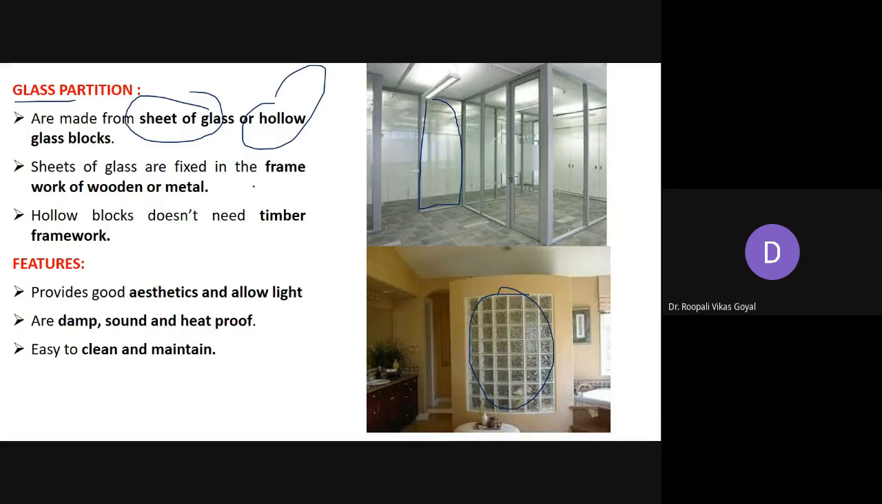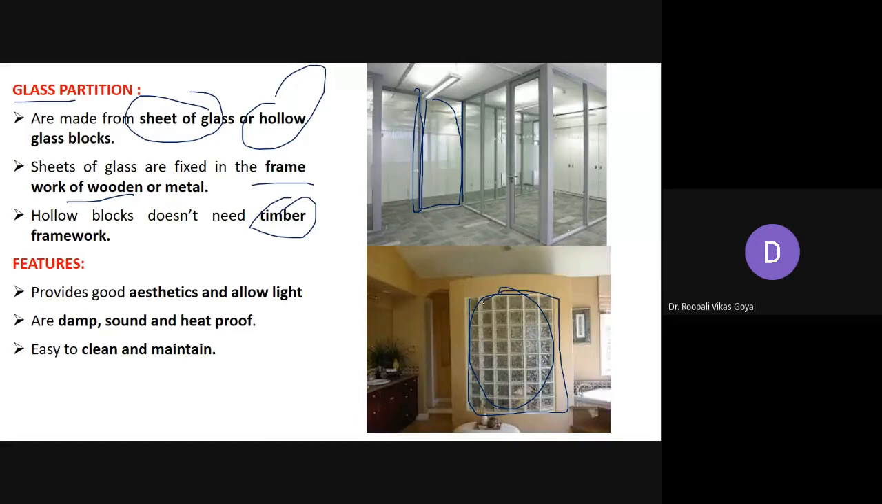And sheets of this glass are fixed in a framework of wood or metal. So this framework, where you have to fix it, may be a wooden framework or a metal framework, within which you have to fix these glass sheets. And these hollow blocks don't need the timber framework. You can fix them anywhere, okay.